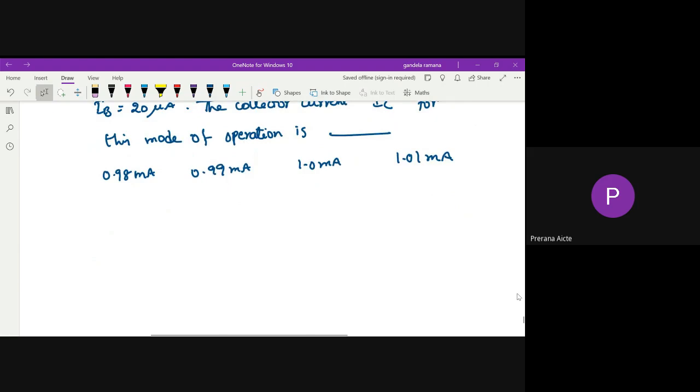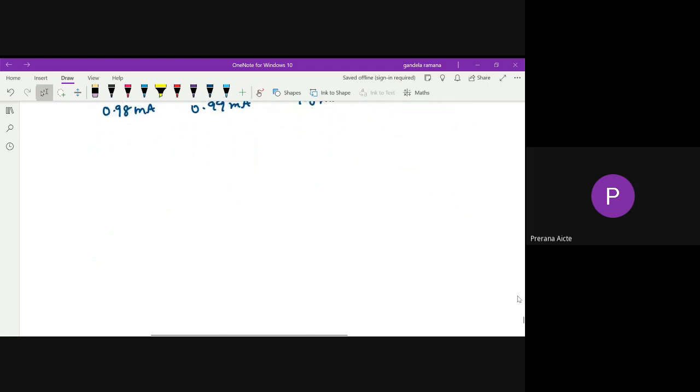So the collector current IC for this mode of operation. What is the mode of operation? It is the active mode of operation. So what is the solution for that? What is alpha? In the problem they have given alpha as 0.98. What is the relationship of alpha and beta? Beta is equal to alpha by 1 minus alpha. According to that, you are able to find out the beta.